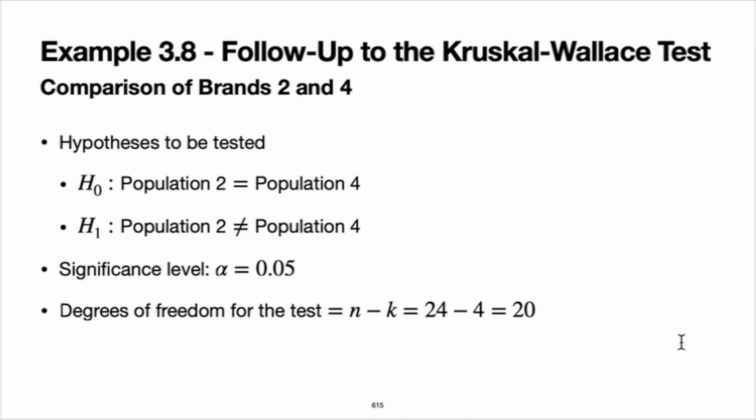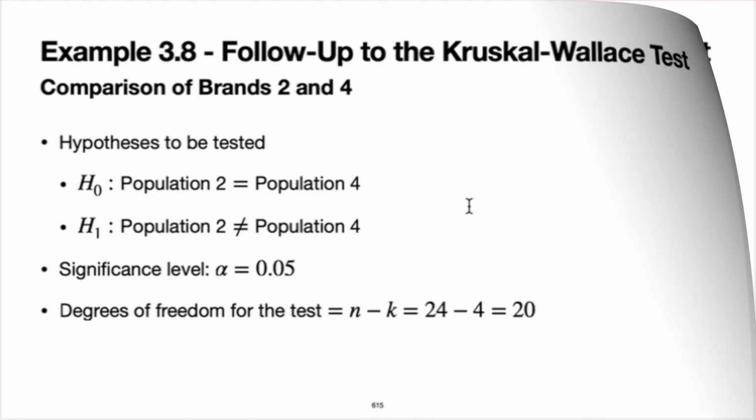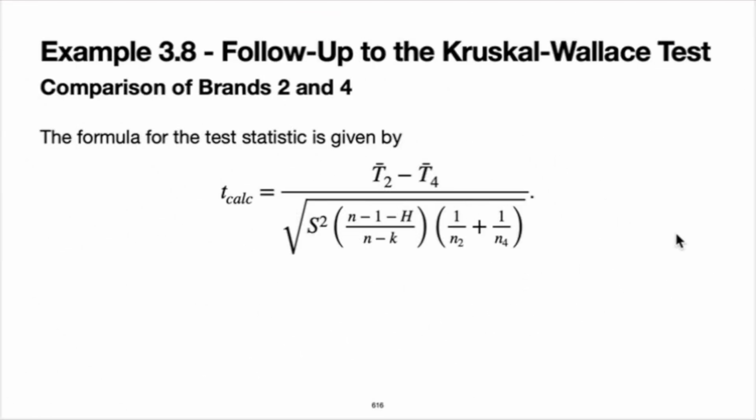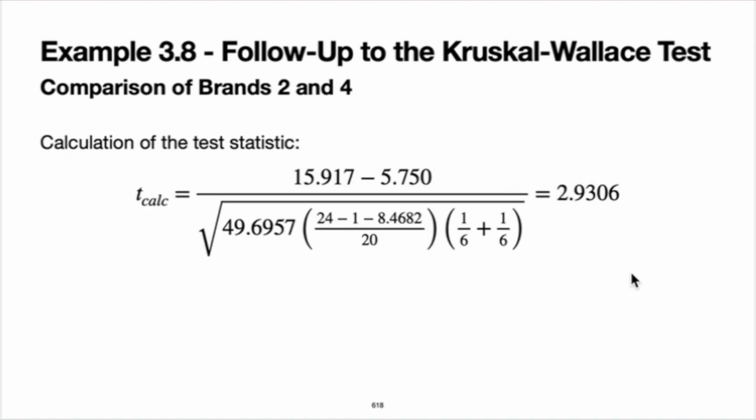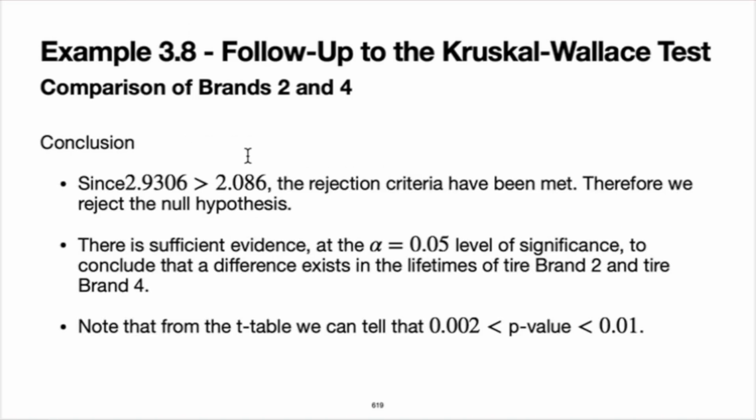The fifth comparison is a comparison of brands 2 and 4. All right, so I've got the hypotheses specified here. I've got the formula that I'll use for the test statistic, same rejection criteria, and then we calculate the value of the test statistic. So what we have here is a value of 2.9306 for the test statistic, and since that value exceeds the upper critical point, the rejection criteria have been met, and so therefore we do reject the null hypothesis. We can say there is sufficient evidence at the 0.05 level of significance to conclude that a difference exists in the lifetimes of tire brands 2 and 4.